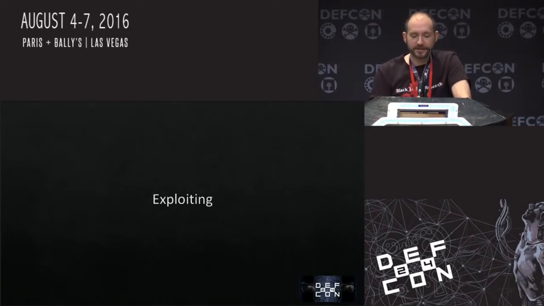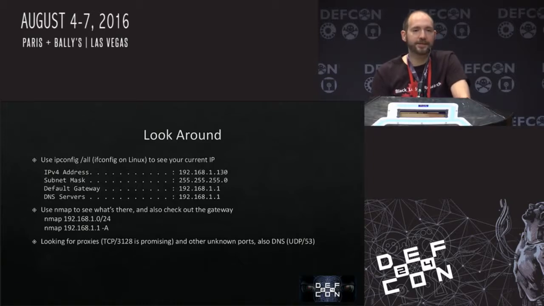So then we get to, okay, what do we do when we want to actually exploit this? So you're on a network with a captive portal. First thing you want to do is use ipconfig, or ifconfig on Linux, see your current IP, and find out what the gateway is. So once you know what the gateway is, go ahead and use Nmap to see what's on your local subnet, see what's on the gateway.